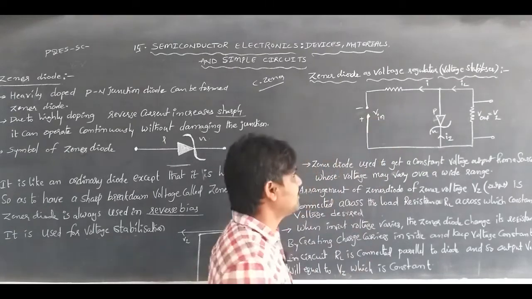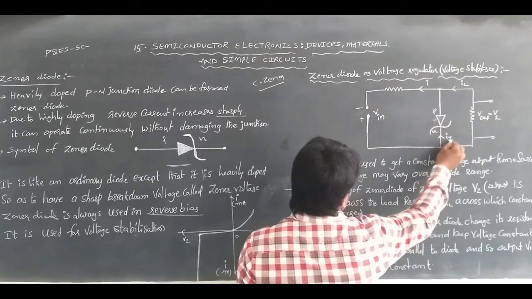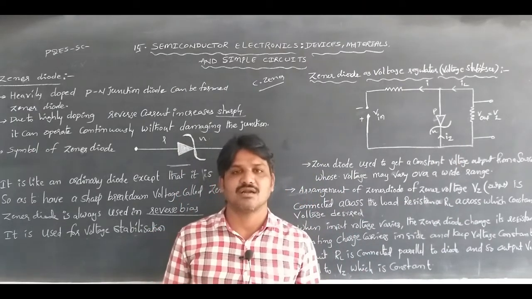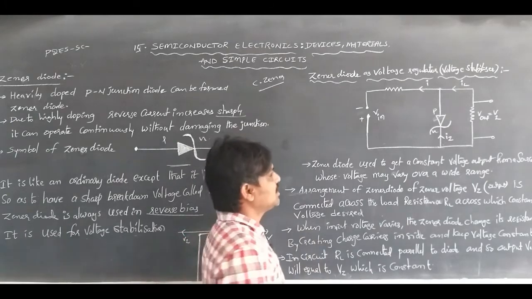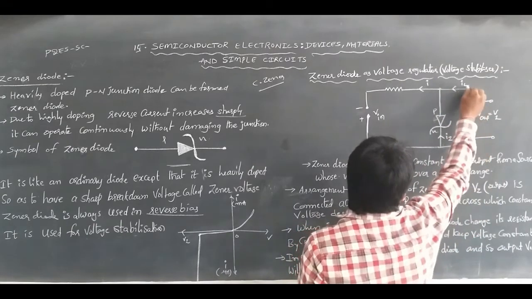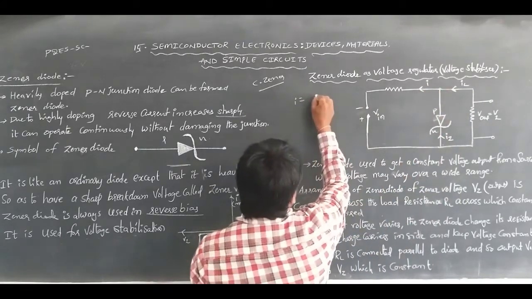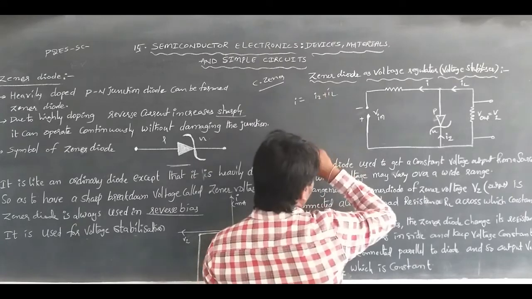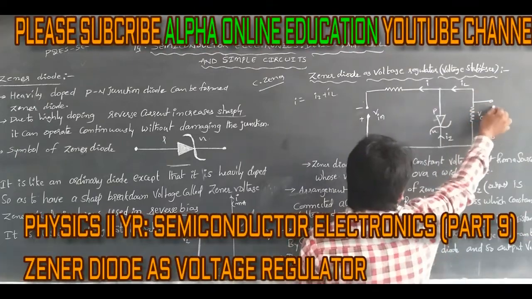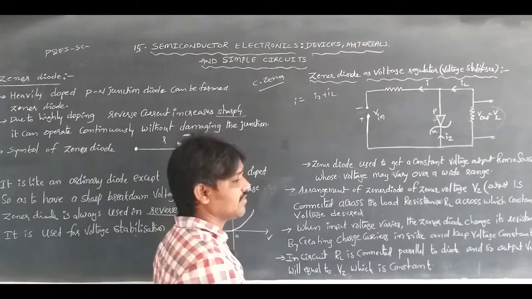Whenever this is connected, the current flows from the positive terminal, that is IZ, the Zener current. The current which is flowing through the Zener diode is called the Zener current. Another current also flows, which is the load current, and the total current is I equal to IZ plus IL. Then the output voltage can be taken at Vout across the load resistance RL, that is Vz, we get the output.